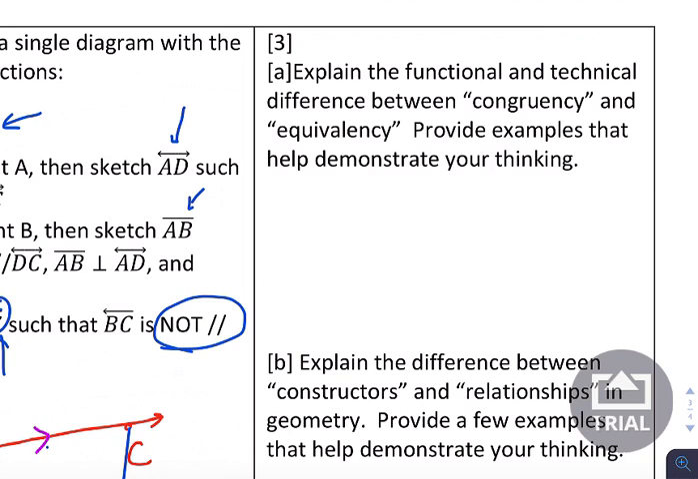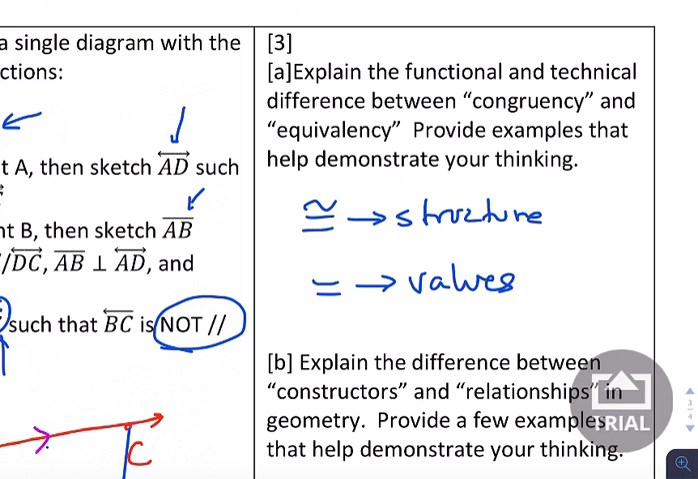In terms of geometry specifically, when we talk about congruency, we're always talking about structure. And when we're talking about equivalency, we're always talking about values. In other words, two chairs can be congruent, their measurements can be equivalent. That's really the difference we're talking about, both on a technical and functional level. If I said, hey, I have these two line segments and they're equal to one another, that's technically wrong. Line segments can't be equal to one another, their measurements can be equal to one another.